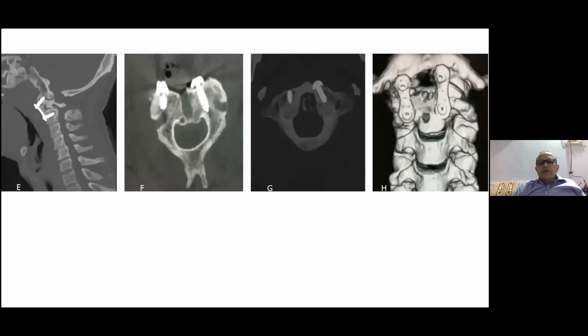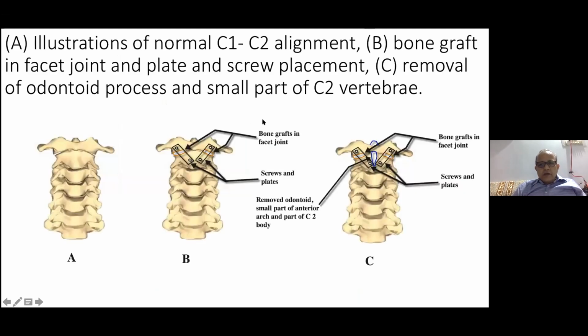Another case with plates and screws in place. This is the overall diagram, and especially, you should put in screws at C1, but not exactly lateral. It should be in the medial portion. This should also be in the medial portion.